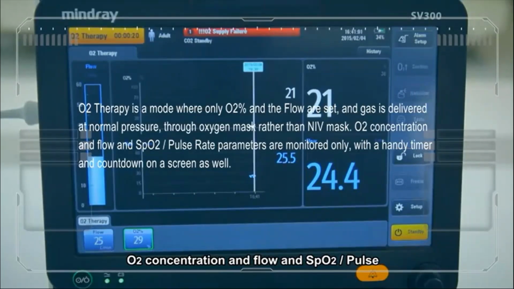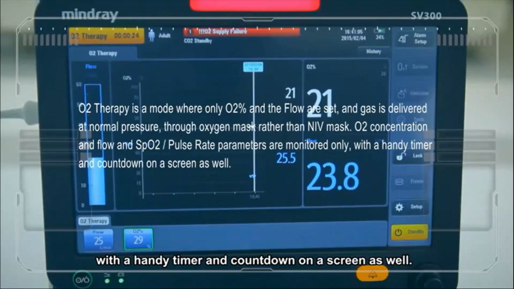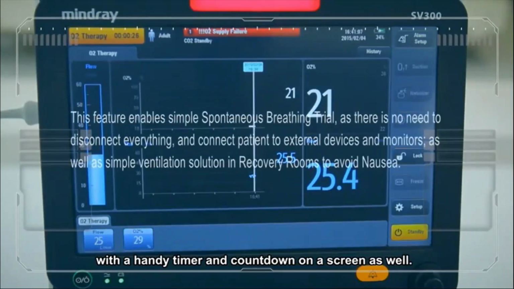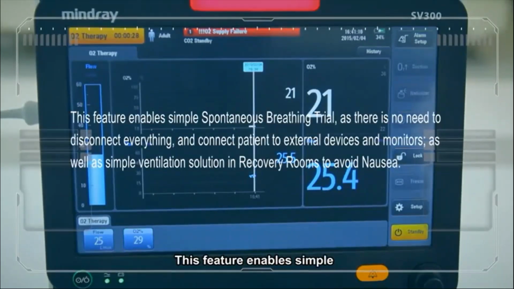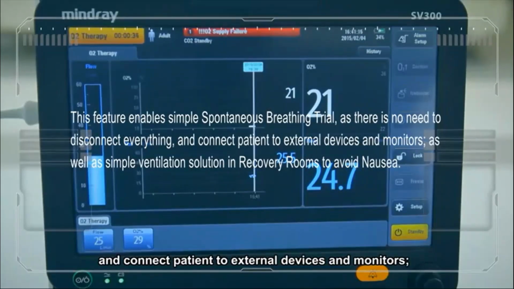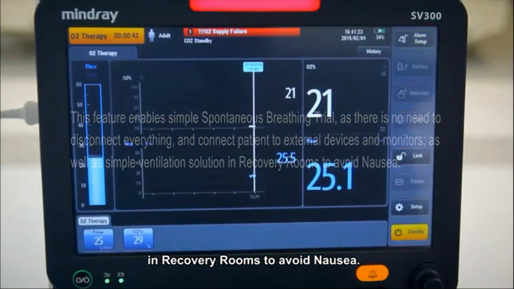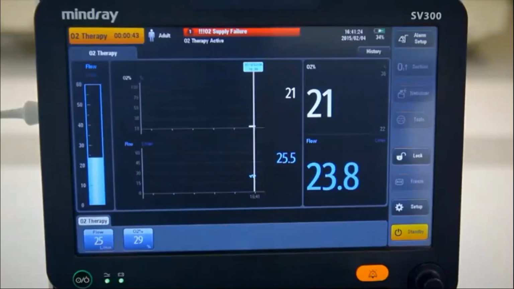O2 concentration and flow and SpO2 pulse rate parameters are monitored only, with a handy timer and countdown on a screen as well. This feature enables simple spontaneous breathing trial, as there is no need to disconnect everything, and connect patient to external devices and monitors, as well as simple ventilation solution in recovery rooms to avoid nausea.